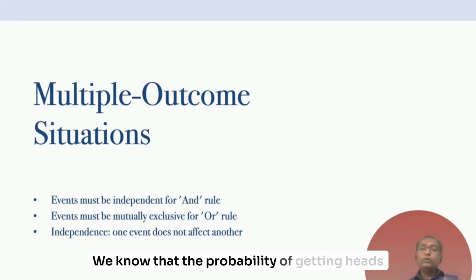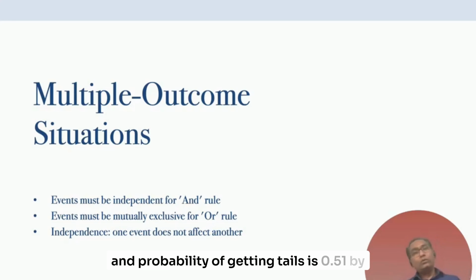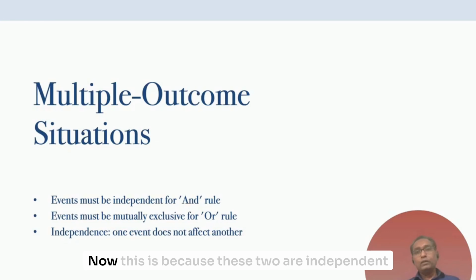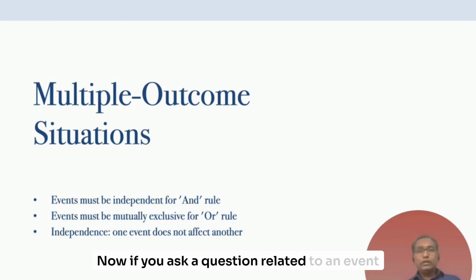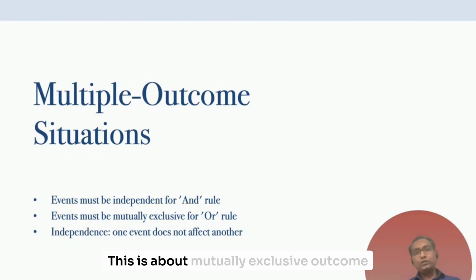We know that the probability of getting heads any time is 0.5, 1 by 2, and the probability of getting tails is 0.5, 1 by 2. When you multiply these two, you get 1/4 or 0.25. Now, this is because these two are independent events. Now, if you ask a question related to an event with exclusive outcomes, for instance, the OR rule comes into the picture. This is about mutually exclusive outcome events.